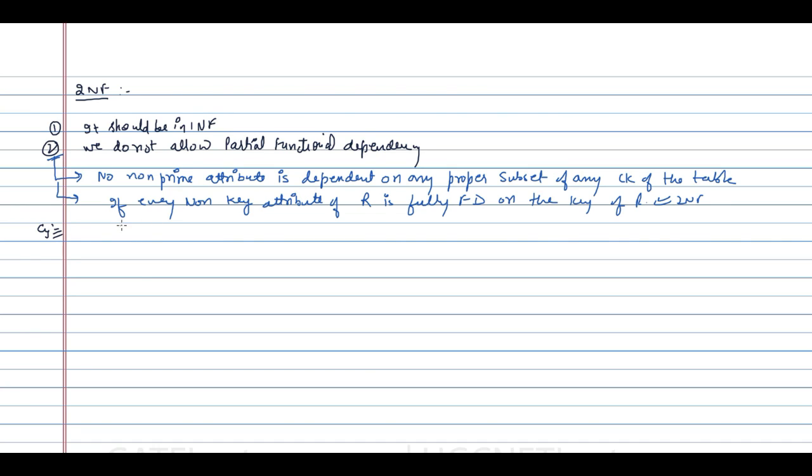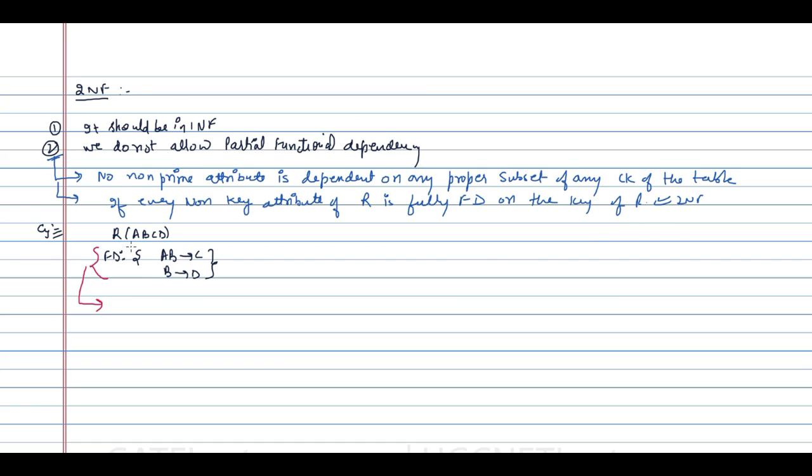Let us take a very simple example. Assume that we have a relation R(A, B, C, D), and the functional dependencies which are given are AB determines C and B determines D. Now there are two ways.